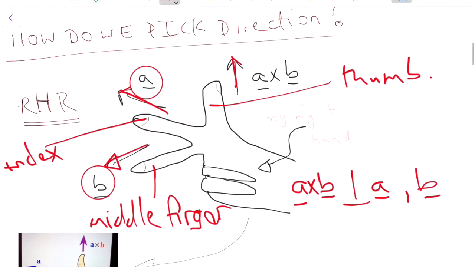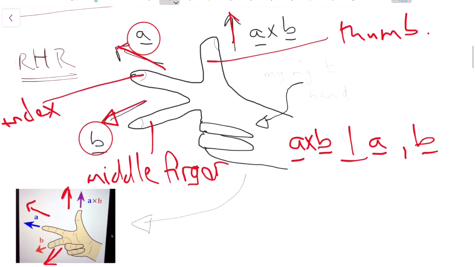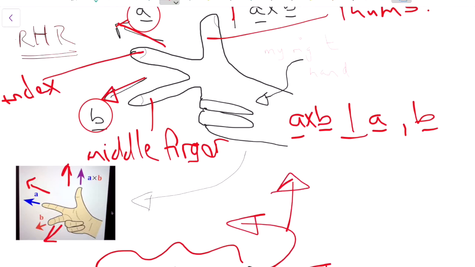And for your benefit, I also included a more correct drawing of a hand with the same directions. So again, the thumb points in the direction of A cross B, index in the direction of A, and middle finger in the direction of B. And you should practice that a few times in order to get the hang of it. So, okay, so that's the definition here. And we know how to calculate the magnitude because it's an area, and the direction is given by these two drawings, essentially.